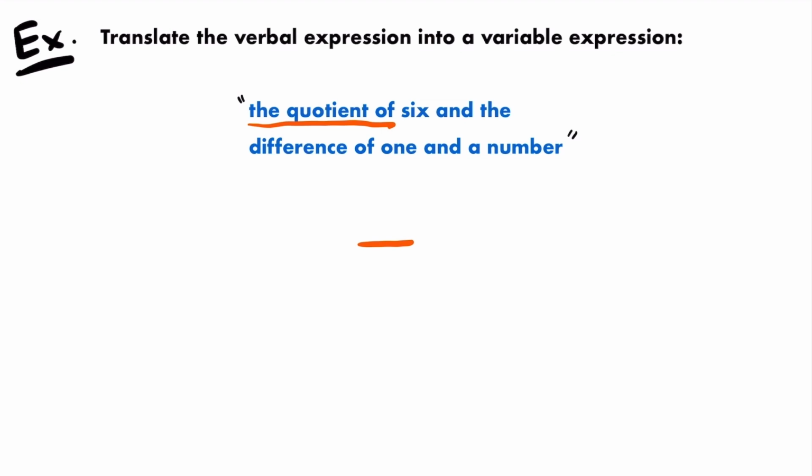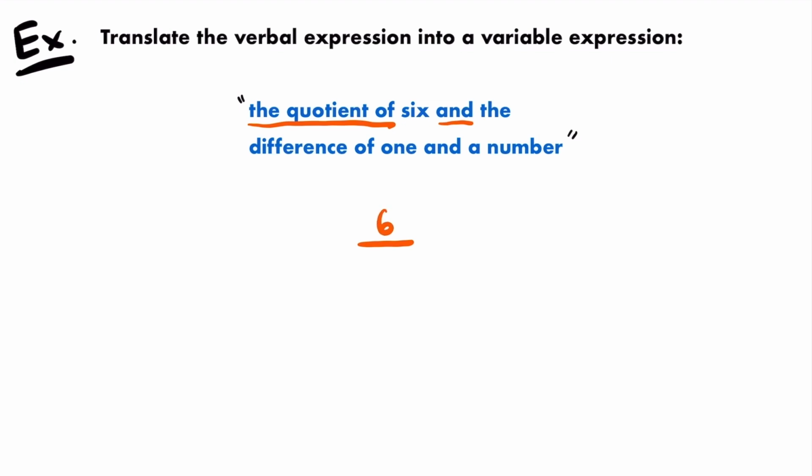But now there are two ands in this sentence. And so you have to use a little bit of context clues or a little bit of intuition to figure out which and is paired with the quotient of. So if we read the sentence again, it says the quotient of 6 and the difference of 1 and a number. Okay, so I think it's very clear that that first and would be paired with the quotient of. And so the two numbers that we are dividing here would be 6 and then the difference of 1 and a number.